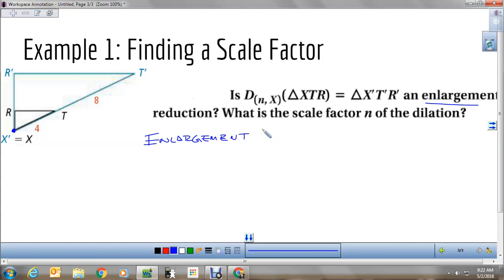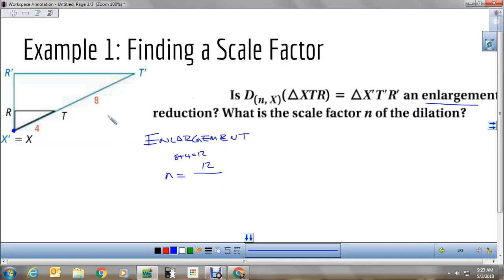Now to find the scale factor. We need to take either two corresponding sides, or we need to take the entire length of the image distance over the pre-image distance. So for the scale factor, we need to find the image distance. Well, that means how far is it from x to t prime? And that distance here would be 8 plus 4, which is going to give us 12. So we added 8 plus 4 to get that 12. Okay? Just if you're wondering where that came from.